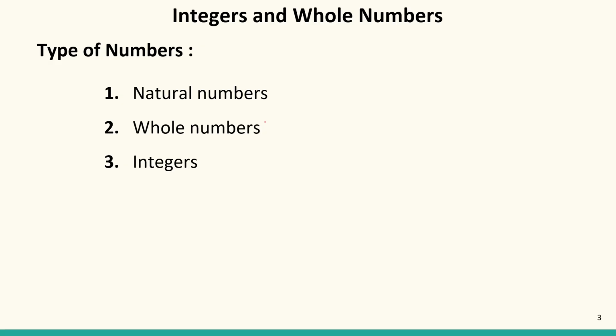What are the types of numbers? They are natural numbers, whole numbers, and integers. What are natural numbers? We learned that 1, 2, 3, 4, 5, 6 and so on are the natural number series. And whole numbers were an extension of natural numbers, that is 0, 1, 2, 3, and so on. Integers were also an extension of whole numbers.